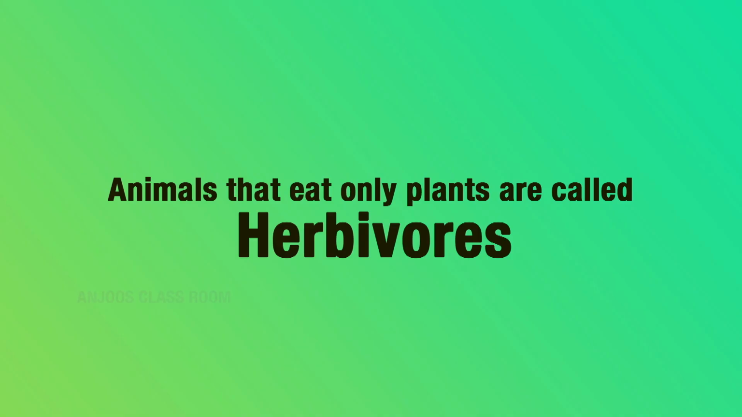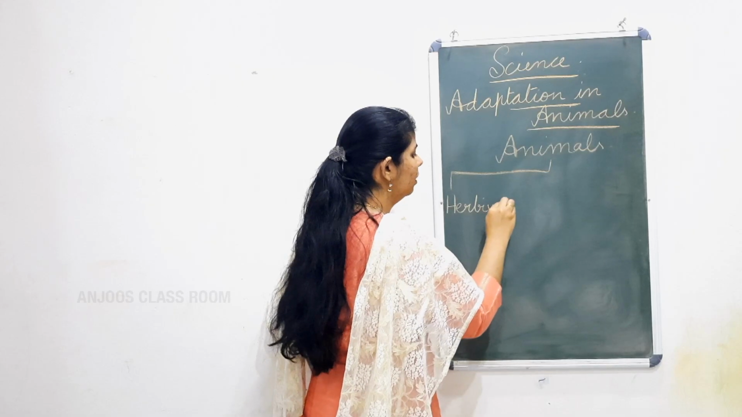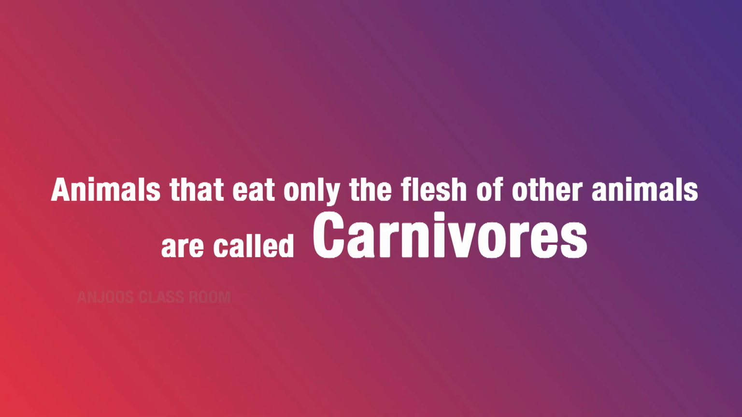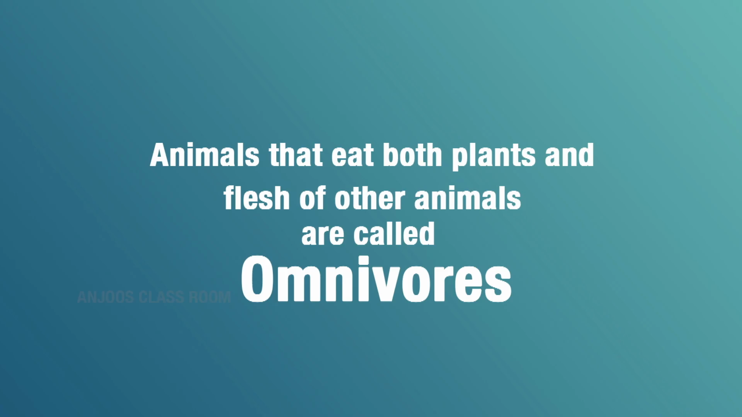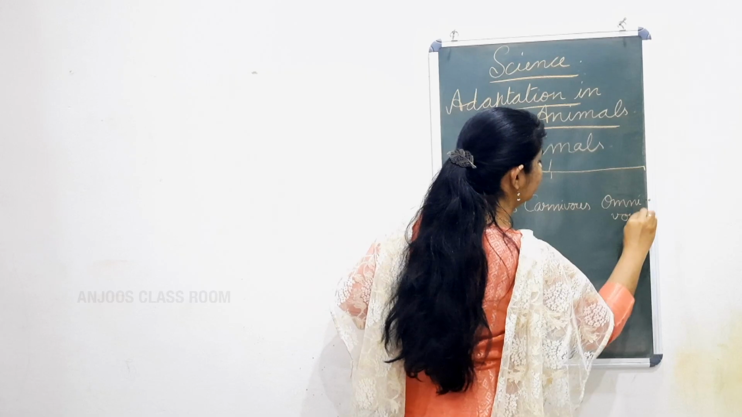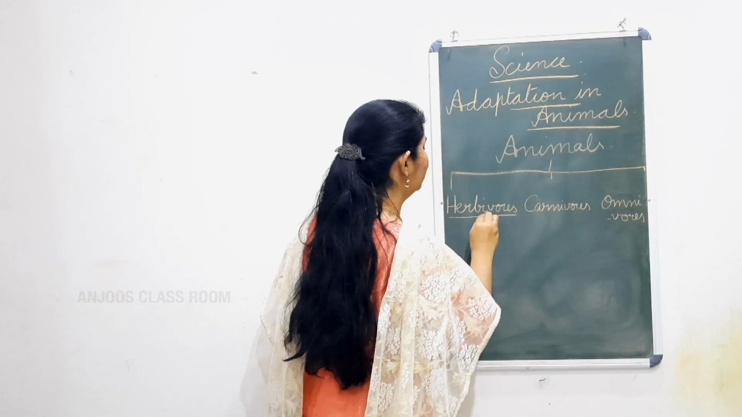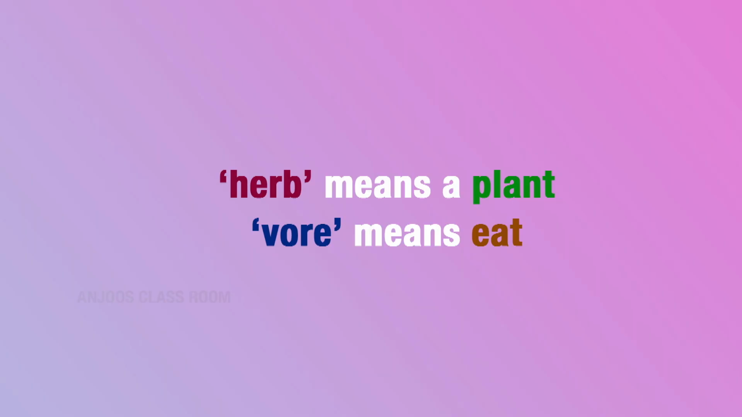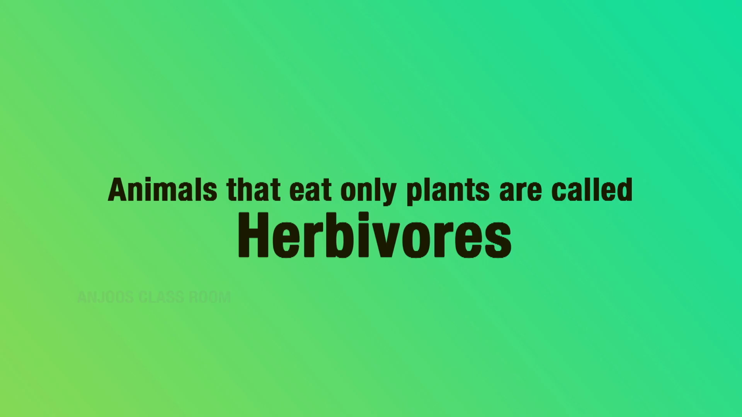So the animals that eat only plants are called herbivores. Then those which eat only the flesh of other animals are called carnivores. And the animals that eat both plants and animals are called omnivores. So, the first one, herbivores. Herb means the plants. And vores means eat. So, plant eating animals. So, herbivores means the plant eating animals.